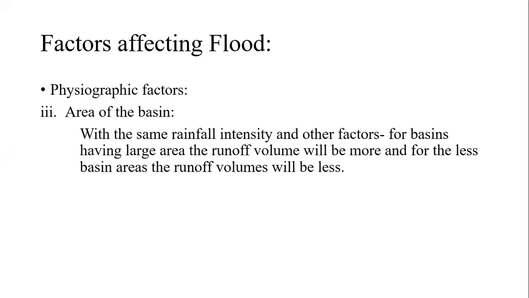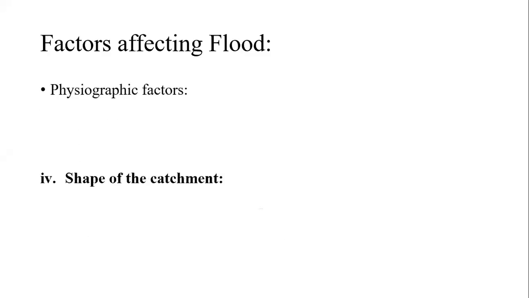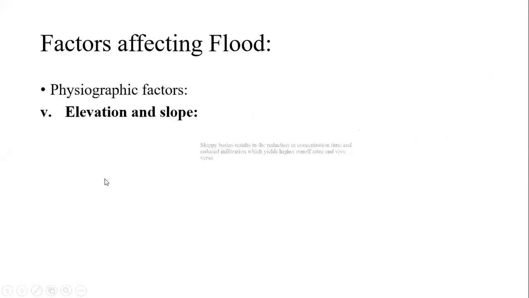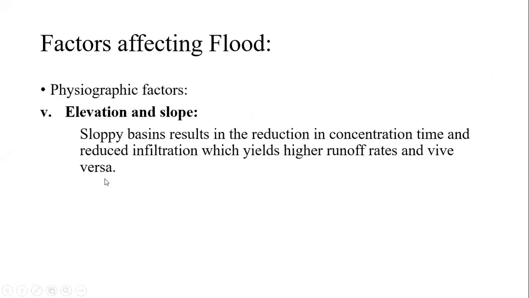Then area of the basin, then shape of the catchments. This type of shape leads to a quick response to the flood condition, whereas this B part, we can say, is delayed, whereas the C part gives fluctuating responses to the flood conditions. Then elevation and slope: more the slope, quicker the response to the flood condition, and vice versa.